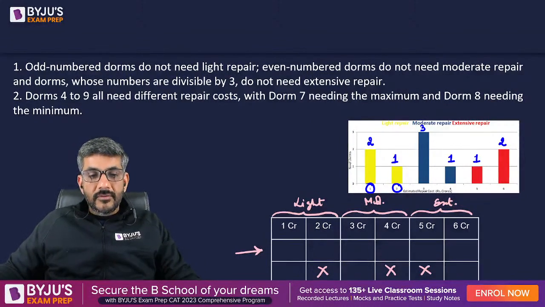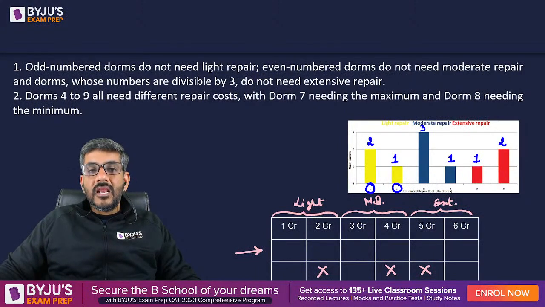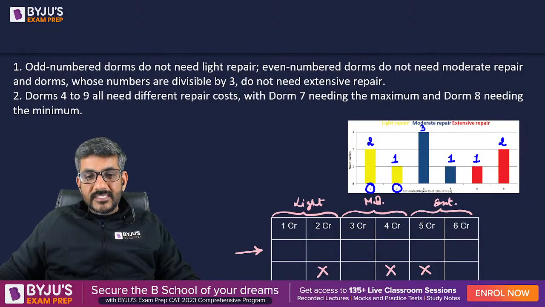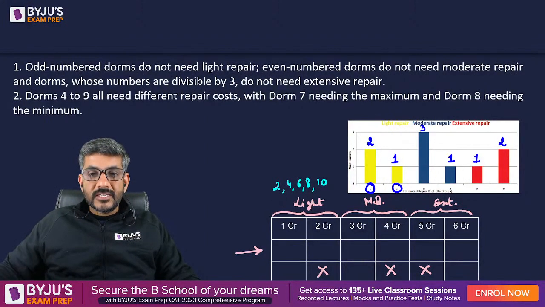Let's start using the information as well. Odd numbered DOMs do not need light repair. So this light repair cannot have odd numbered DOMs. So can I say it must have 2, 4, 6, 8 or 10 only? In light repair you can have 2, 4, 6, 8 or 10.